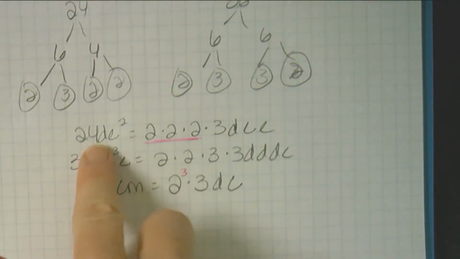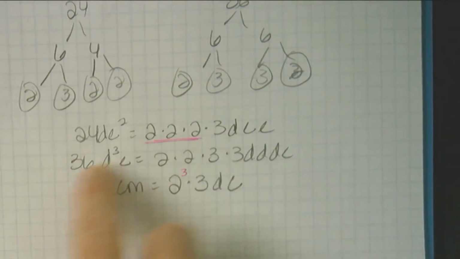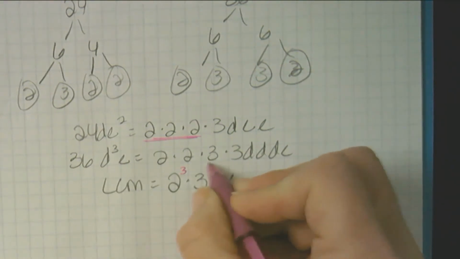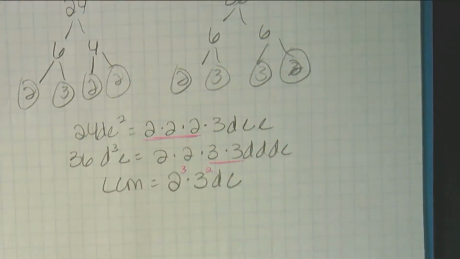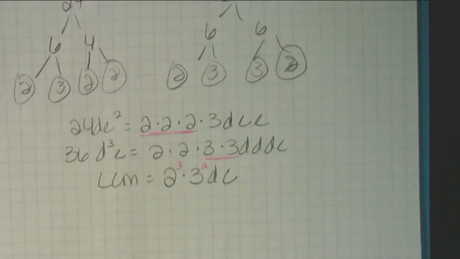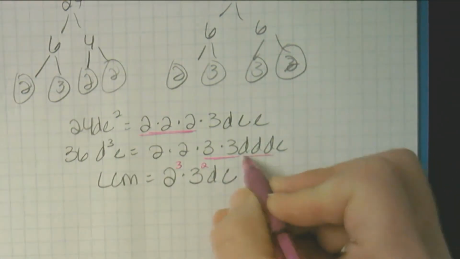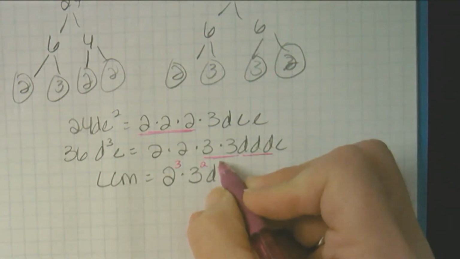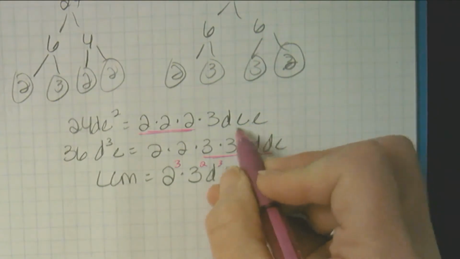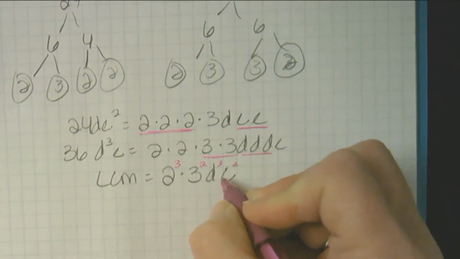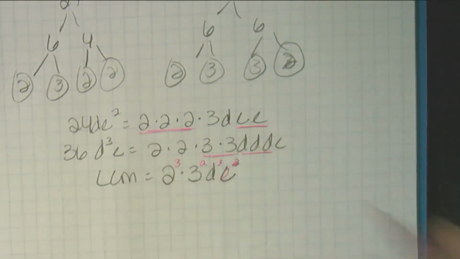That first one, 24, only has one 3. 36 has two of them. So I'm going to use those two 3's. So that's 3 squared. There are 3 D's being multiplied together in this list, so that's D cubed, and there are 2 E's being multiplied together in this list, so I'm going to use a 2.